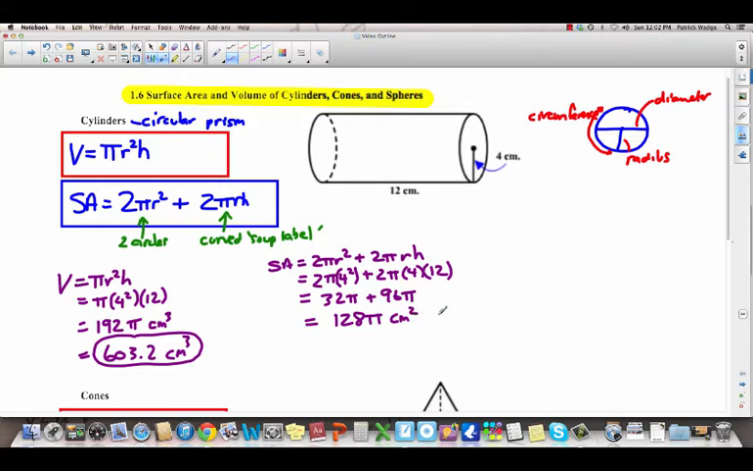128 pi centimeters squared, totally acceptable. In some ways it's even better than if you multiply 128 times 3.14. If you do that, you get 402.1 centimeters squared. Either one of them is great.